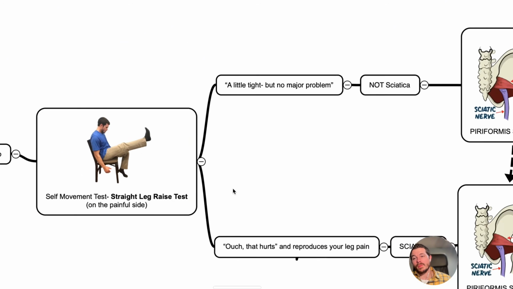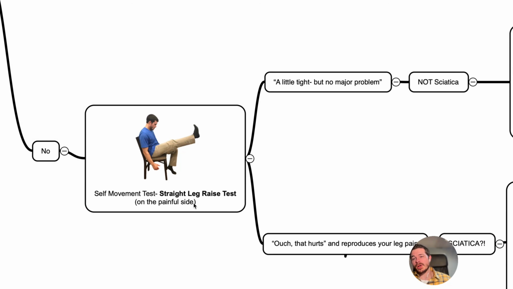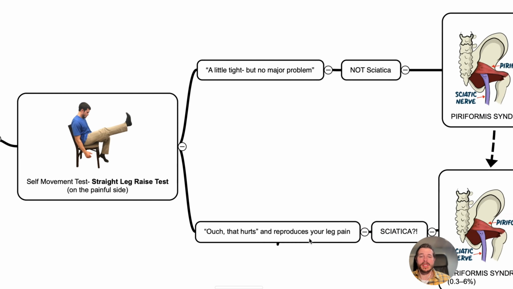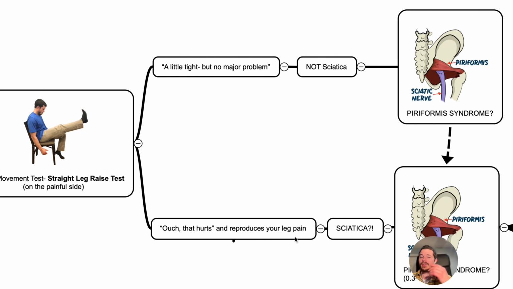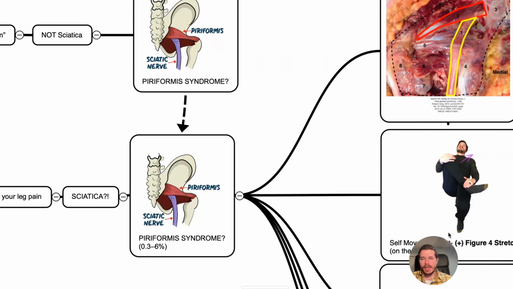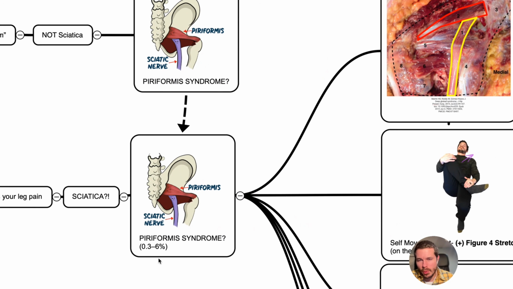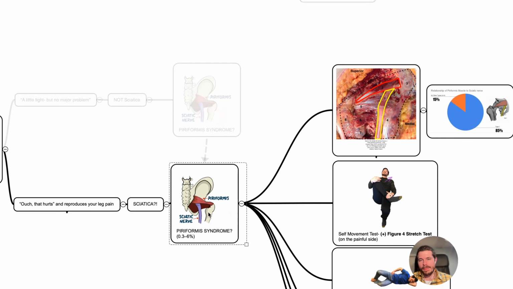Not very common. The more common path would be, hey, Charlie, bending my back doesn't cause the problem, but when I do my leg raise, ouch, that hurts, and it reproduces my leg pain. So it tells us you do have sciatica, but you can bend your back, and bending your back is fine. So it doesn't seem to be a back problem. It's got to be something below the level of the back. And what's possible? Piriformis syndrome. Now, it's not very common. Just to give you an idea, like 0.3 to 6% of cases of back and butt sciatic pain are due to piriformis syndrome. So pretty darn rare, but let's just say that's where you're at.